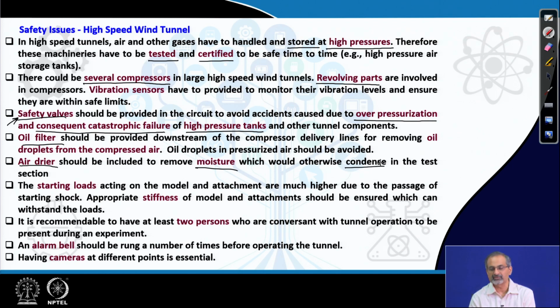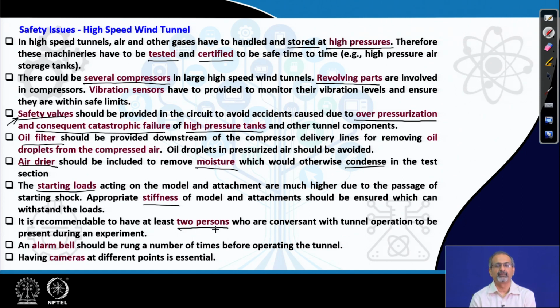This may not have a catastrophic effect, but it would affect the quality of measurements that you perform in the test section, especially the flow visualizations, because it will make the glass walls of the test section blurred and foggy. The starting loads acting on the model and attachment are much higher due to passage of the starting shock. So, appropriate stiffness of the model and attachments needs to be ensured, so that they do not yield to the large loads and fail. And there are some common safety issues.